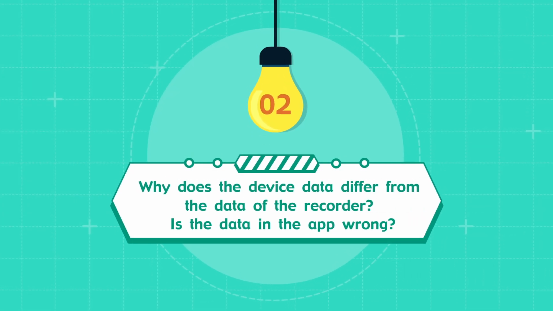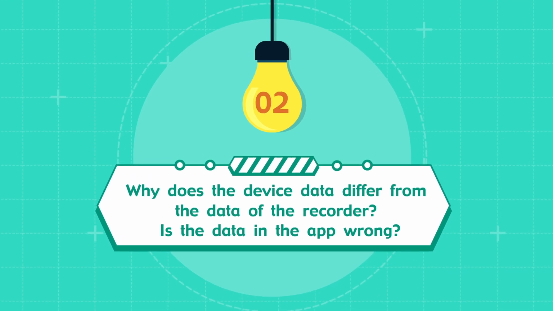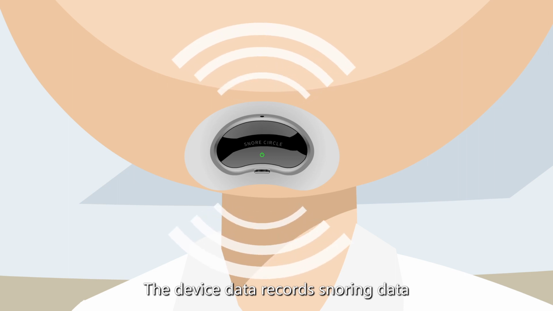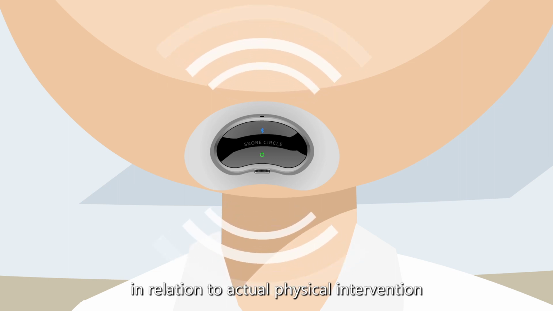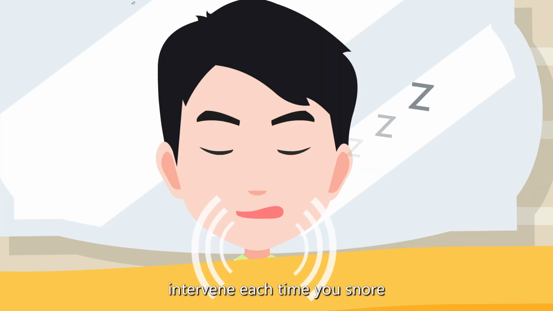Second, why does the device data differ from the data of the recorder? Is the data in the app wrong? The device data records snoring data in relation to actual physical intervention. However, the device will not always intervene each time you snore.